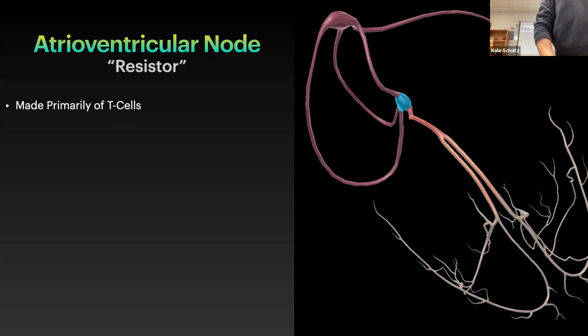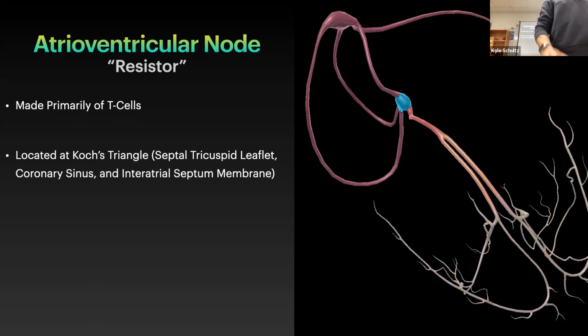The AV node is located at, I think it's Koch's or Cox's triangle, I'm not exactly sure, depending on what part of the world that word came from, which is bounded by the septal tricuspid leaflet, the coronary sinus, and the interatrial septum membrane. That is where the AV node is located.